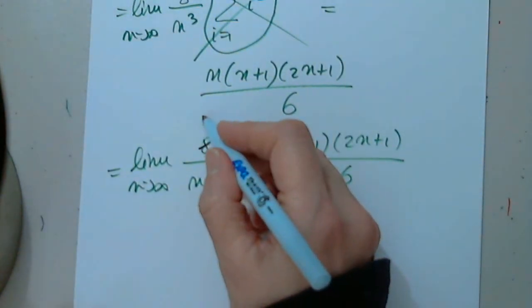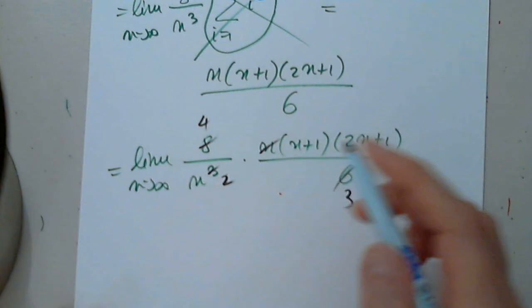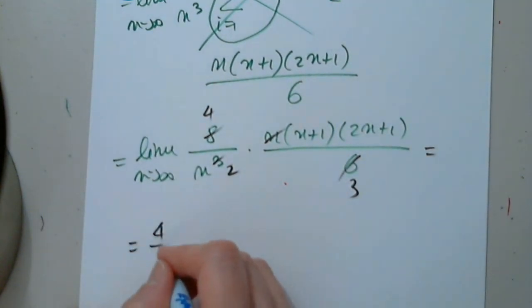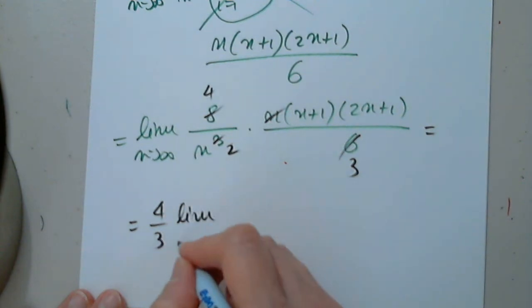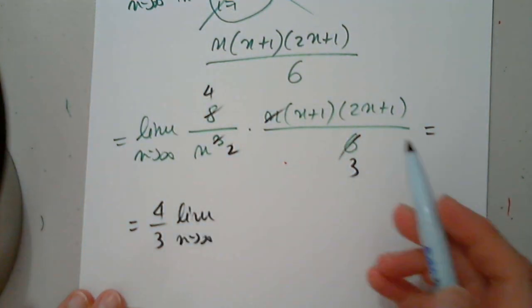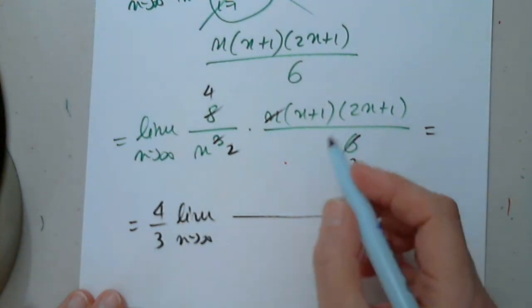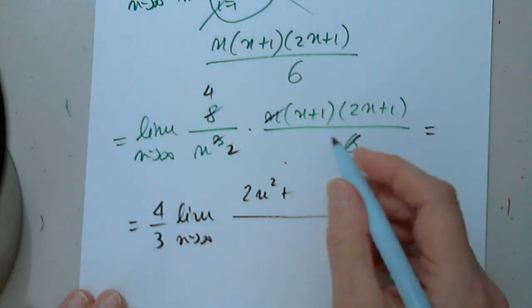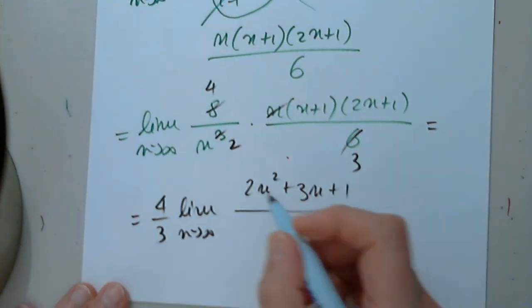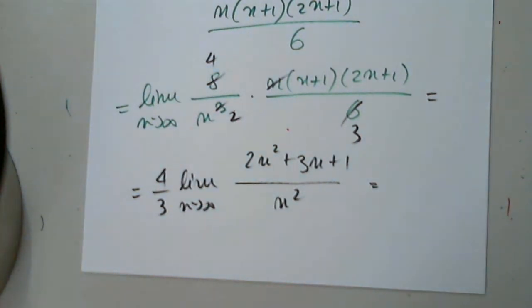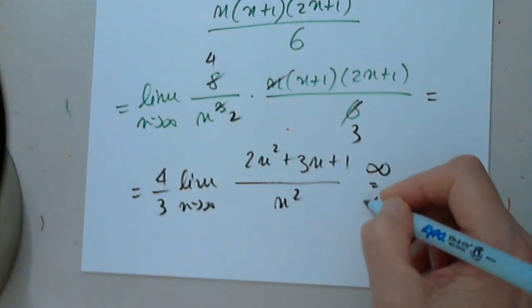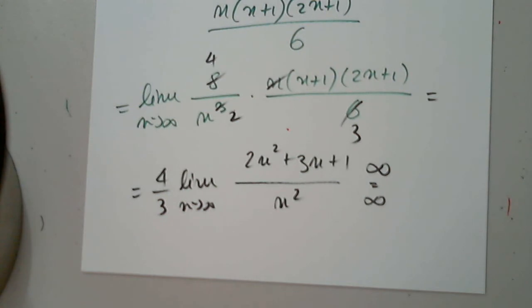Next, of course, I simplify. I take 4/3 outside, like I always do with something like this, and then the limit as n approaches infinity. I distribute here. I have 2n squared plus 3n plus 1 over n squared. There is not even a need to continue, or if you want, we can. It's infinity over infinity, L'Hopital's rule. We know what we are going to get. What are we going to get from here?